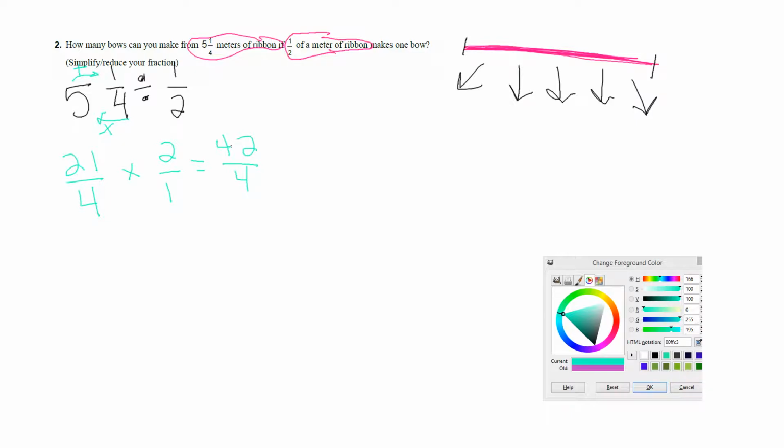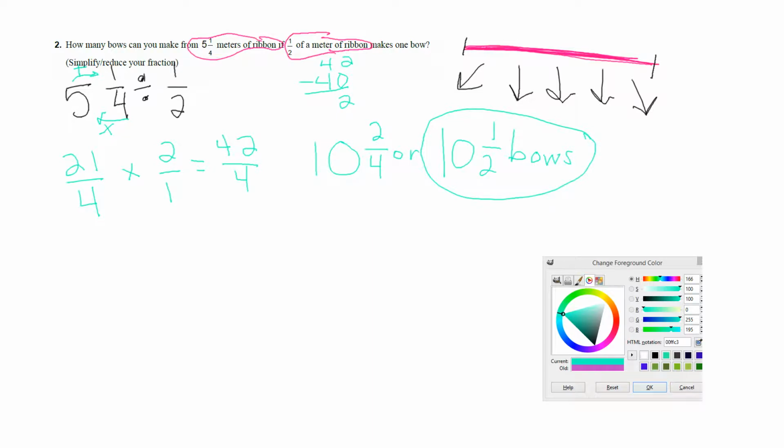How many times does 4 go into 42? Well, 4 times 10 is 40. 4 times 11 is 44, so that would be too many times, right? So it goes in 10 and then 40. So 42 minus 40 would be 2. So I have 2/4 left. So I have 10 and 2/4 ribbons, or 10 and 1/2 ribbons. Oh wait, sorry, bows. I'm going to cheat and use the back button. 10.5 bows is how many I could make. You might actually say that it's just 10 bows with some remaining, but this is just fine.